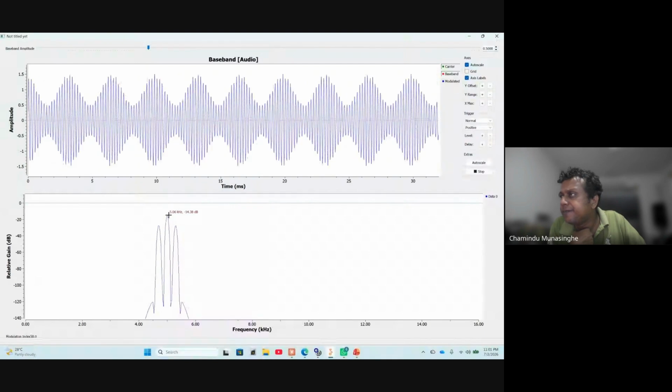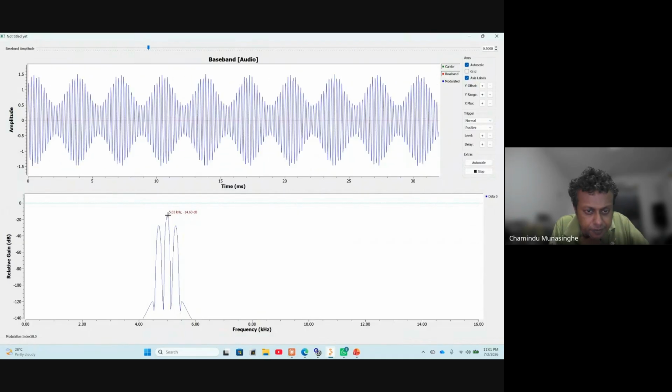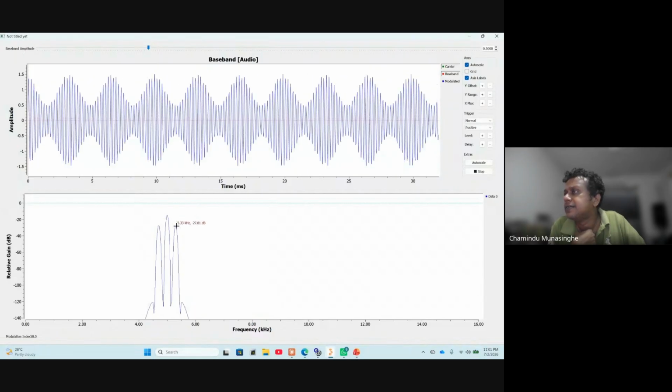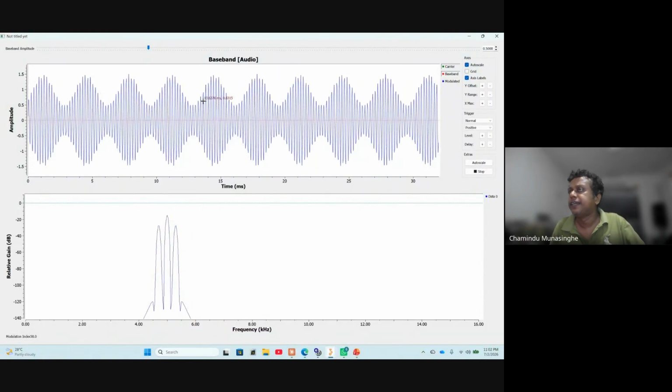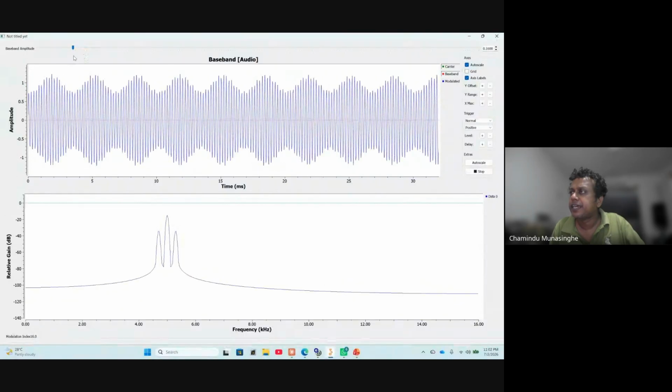So in the center, I don't know whether you can see this, this is the carrier, right? A 5 kilohertz carrier. And then this is 5 plus that 300, 5.3 megahertz, and this is the upper sideband. This is the lower sideband, 5 minus 300 hertz, right?